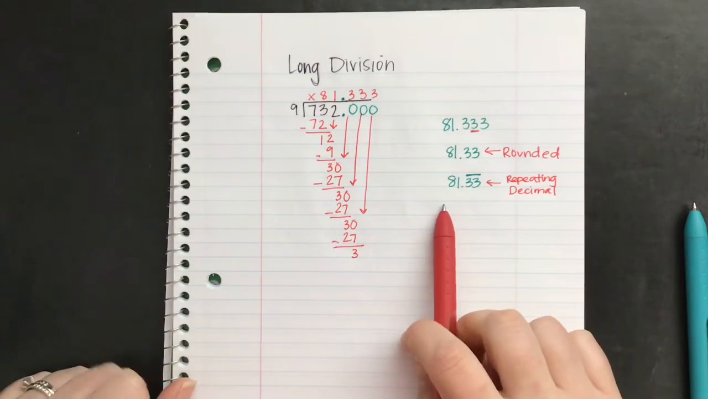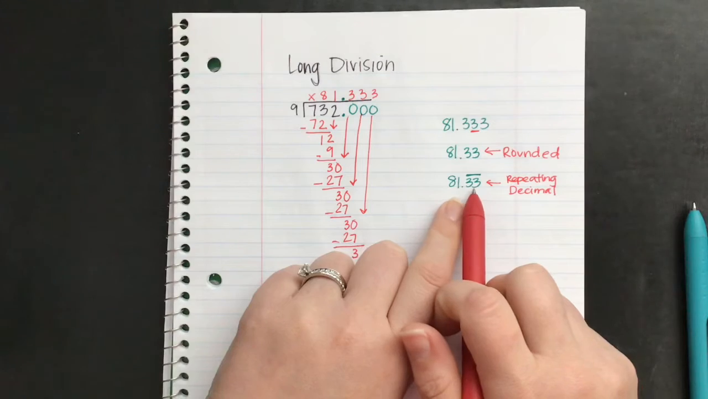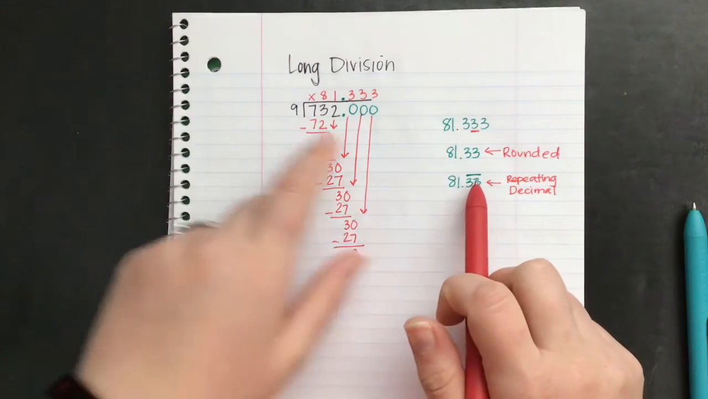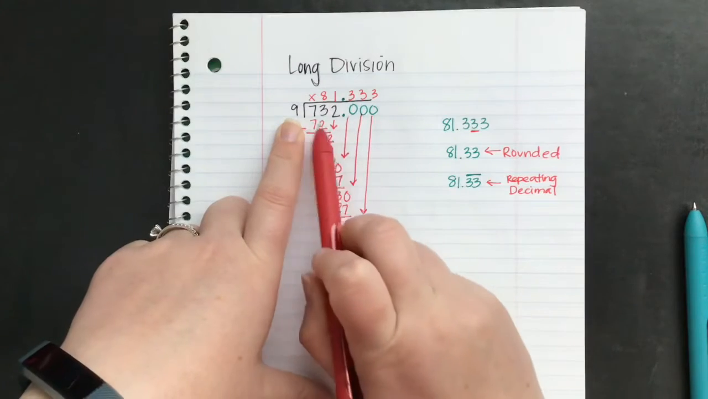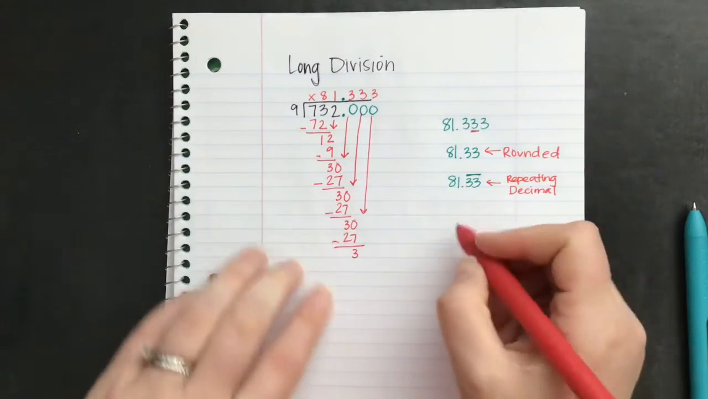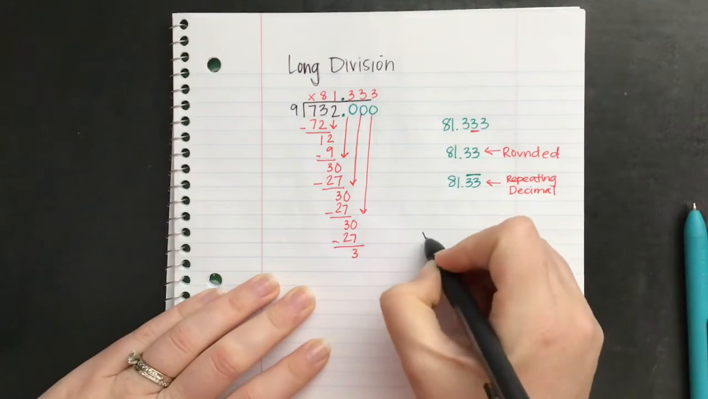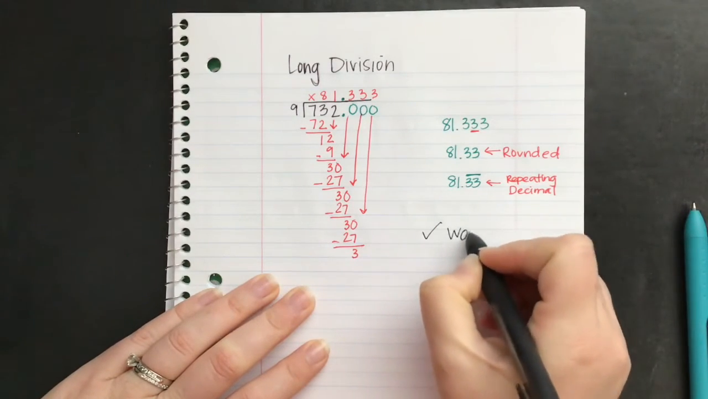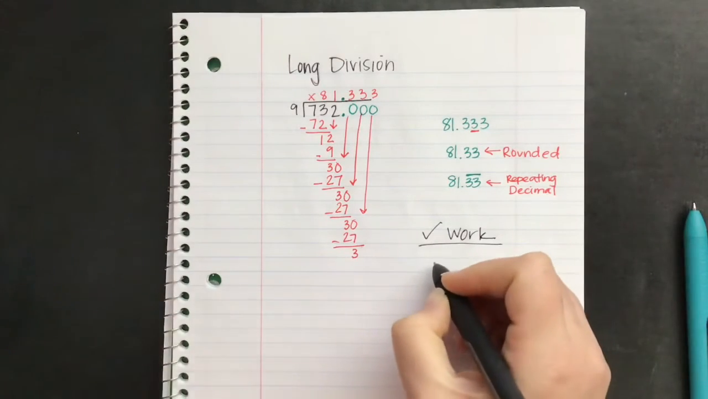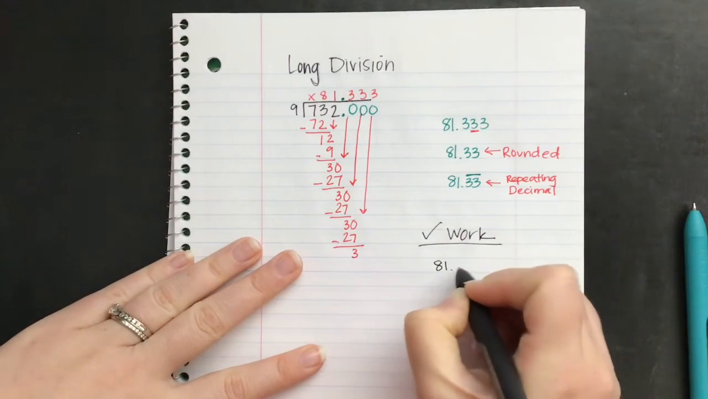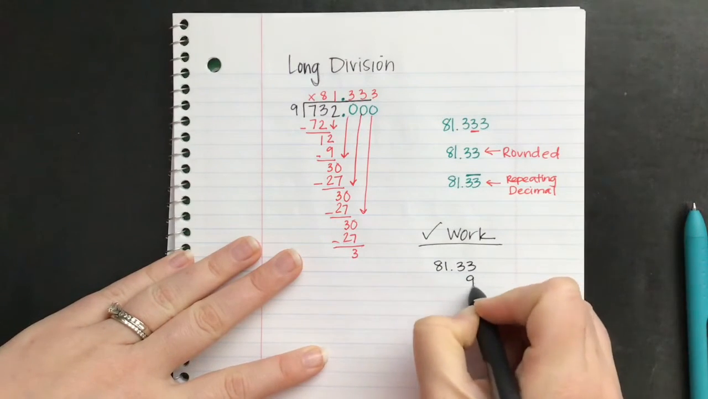Okay, if I wanted to check my answer here, I could take my 81 33/100ths, that's repeating, and multiply it by the divisor to see if I get my dividend. So I would set that up as, so I'm going to check my answer. Okay, now I'm going to multiply 81 and 33 repeating times 9.